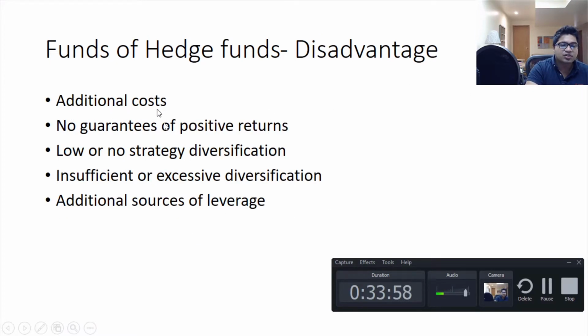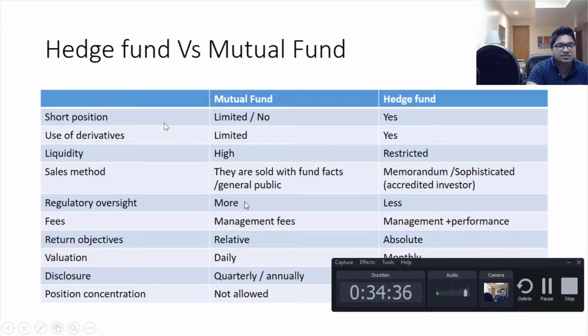Disadvantages: there is additional cost. Still, there is no guarantee of positive returns. There is low or no strategy diversification. If you're investing in a single strategy multi-manager fund of funds, then there is no diversification of strategy. There can be insufficient or excessive diversification. So you can have a fund of funds only having 10 hedge funds, or you can have a fund of funds having 1000 hedge funds. In that case, there is excessive diversification. And they can have an additional source of leverage. So they can borrow money and then invest in hedge funds. So that creates additional leverage.